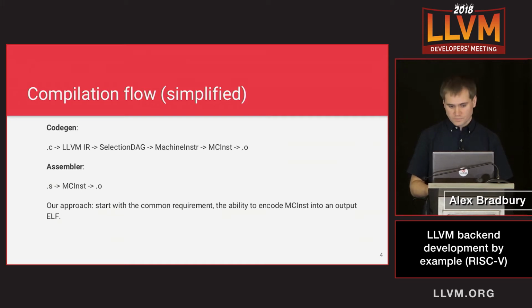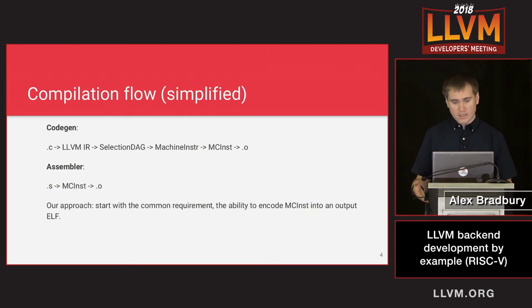object file. Then look at the assembler, which we may also want to support in our backend, where we take the assembly as our input. This gets parsed. We generate MCInst, which are machine instructions which we are able to encode, and we spit out the ELF file at the end of that.